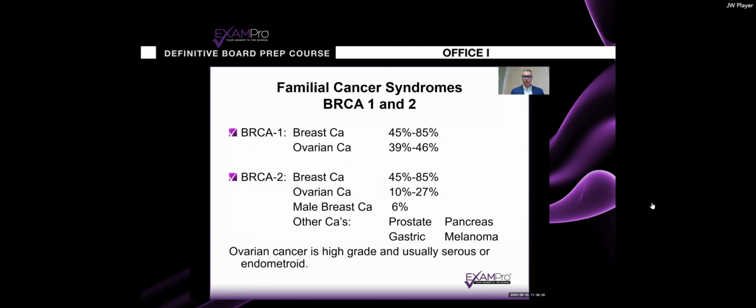Okay, I want to just mention these statistics. You should know these: the risk of breast and ovarian cancer related to whether you have BRCA1 or BRCA2. Of course, breast cancer risk is the same for both. It's ovarian cancer risk that differs. It's a little bit greater with BRCA1. And some of these other cancers that we've listed on here would also be appropriate to know. Mucinous and borderline ovarian tumors are not part of the BRCA tumor spectrum, so also keep that in mind.